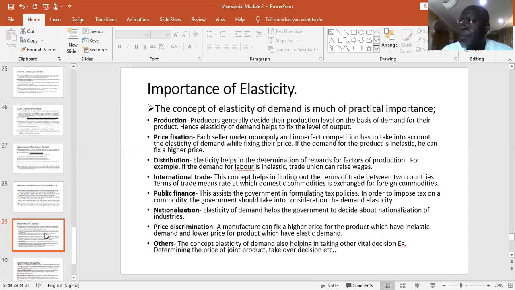Distribution: elasticity in determination of rewards for factors of production. For example, if the demand for labor is inelastic, trade unions can raise wages. International trade, public finance, nationalization, and all that, you can read them, they're very simple to comprehend.